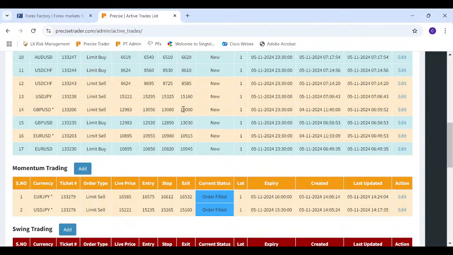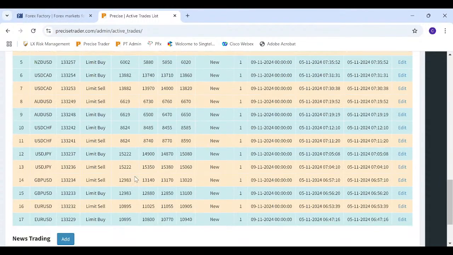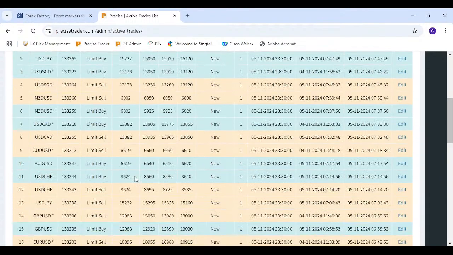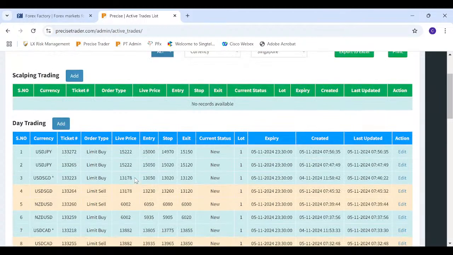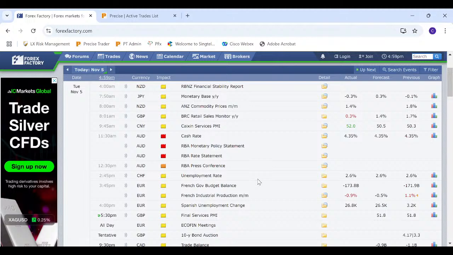Okay, as of now, I think we have two open trades. One is euro yen and the other is dollar yen, and what we will do is try to adjust these levels, then move forward to the live trades to do any adjustments or any new trades we want to look forward to.